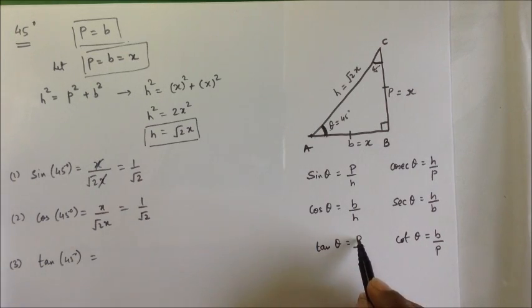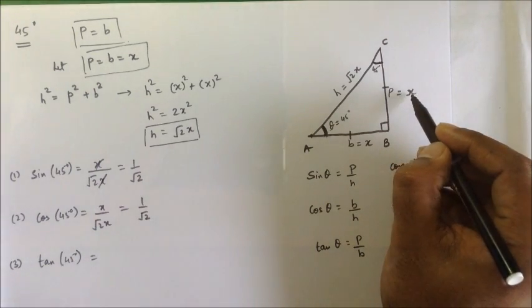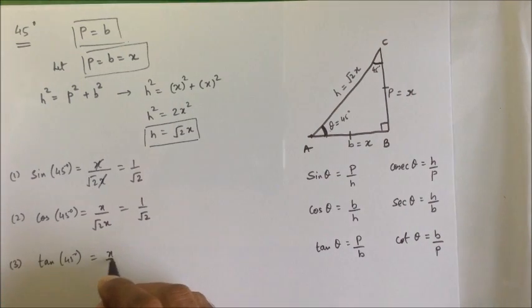Now tan is the ratio between perpendicular and base. The perpendicular is x and the base is x. So this would be x upon x. The answer would come out to be 1.